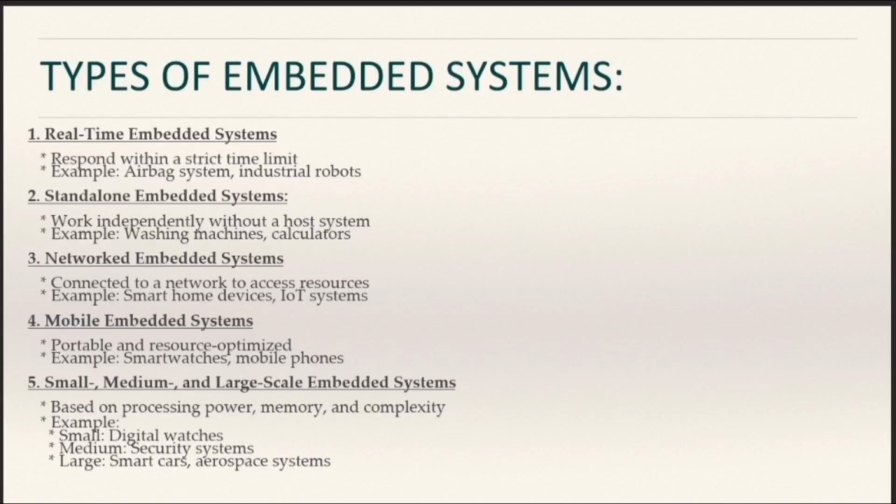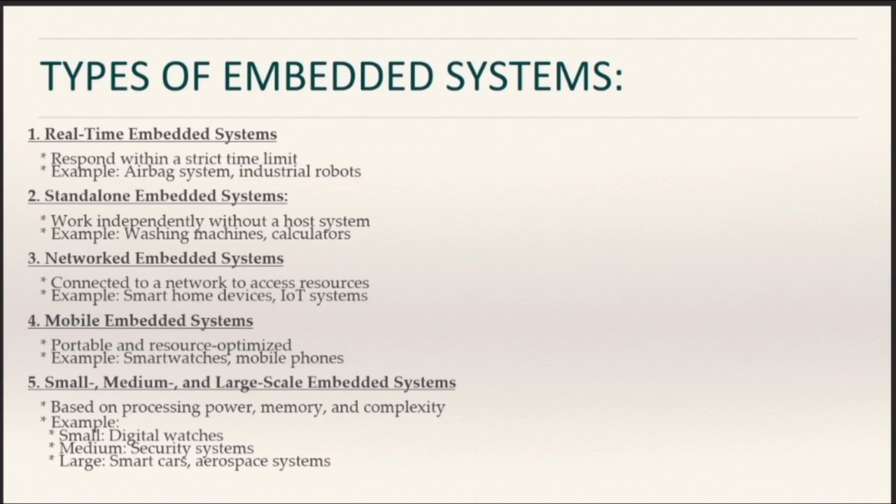Embedded systems can be classified into several types. Real time embedded systems respond within a strict time frame, for example, airbag systems and industrial robots. Standalone embedded systems operate independently without any host system, for example, washing machines and calculators. Networked embedded systems are connected to a network to access or share resources, for example, IoT devices. Mobile embedded systems are mainly designed to be portable and power efficient, for example, smartphones and smartwatches.